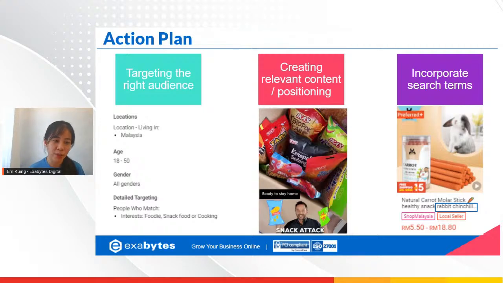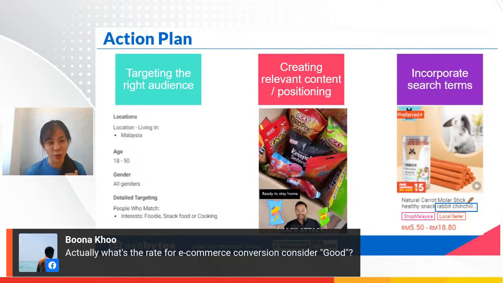So there's a question from Bunaku. What is the rate for e-commerce conversion considered good? So the average conversion would be 2 to 4%. Anything above like 5 or 6% is considered very, very good. And then if you can hit, let's say, 10% conversion rate, you are basically like in the top 10 companies in the world already.